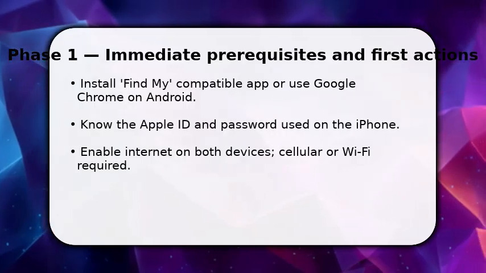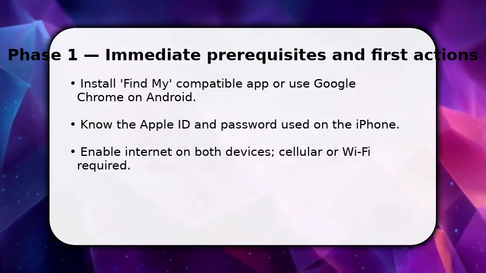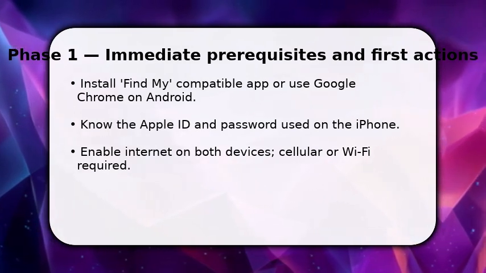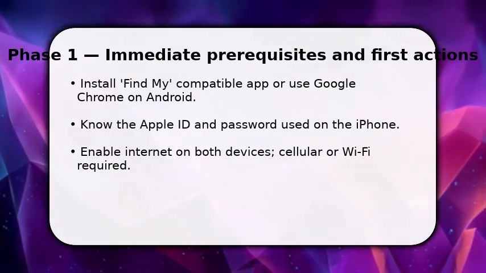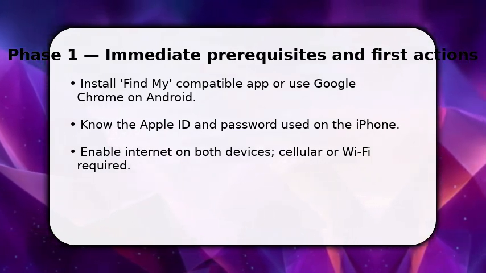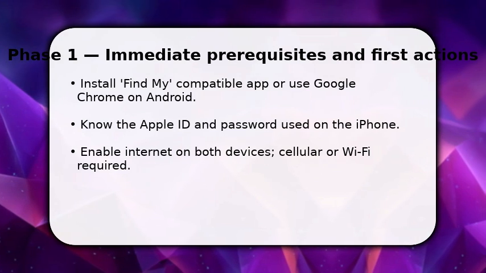You begin by opening Chrome on your Android and navigating to iCloud. Sign in with the Apple ID tied to the iPhone. Make sure the iPhone is online, cellular or Wi-Fi, because Find My requires a network connection to report location. Once signed in, tap Find iPhone and let the map load.